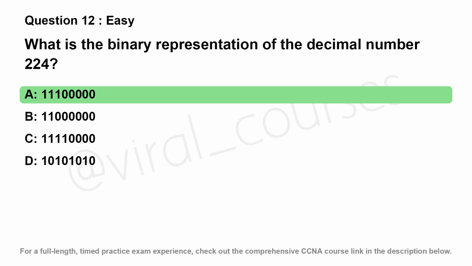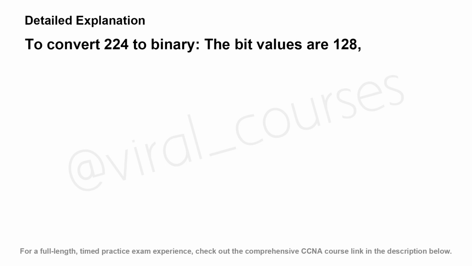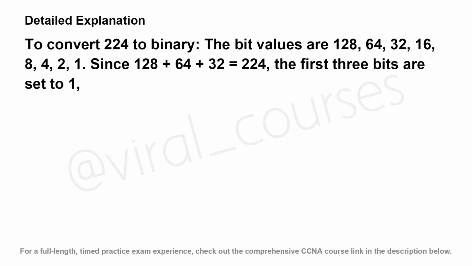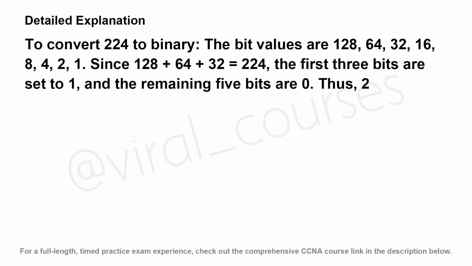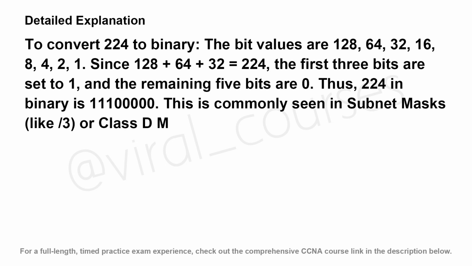The correct answer is A. To convert 224 to binary, the bit values are 128, 64, 32, 16, 8, 4, 2, 1. Since 128 plus 64 plus 32 equals 224, the first 3 bits are set to 1, and the remaining 5 bits are 0. Thus, 224 in binary is 11100000. This is commonly seen in subnet masks, like 255.255.255.224, or Class D multicast ranges.